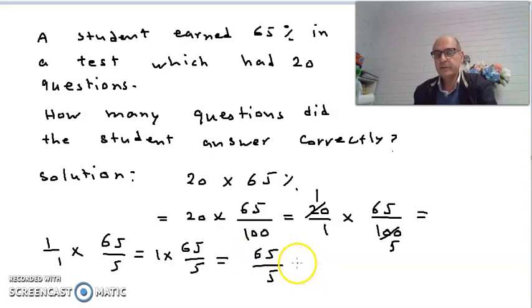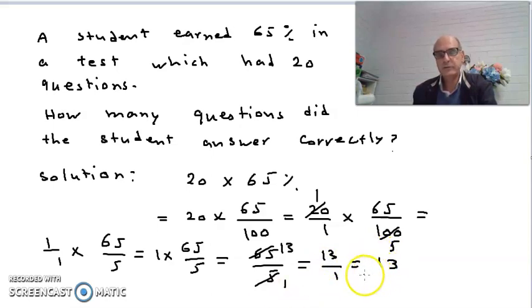Now let's see if we can simplify it. Yes, we can. We can divide the top and bottom by 5. If you divide this by 5, you get 1. If you divide this by 5, you get 13. And 13 over 1 is nothing but 13. That is your answer. Okay, that's all for this lesson. Thank you for your attention.